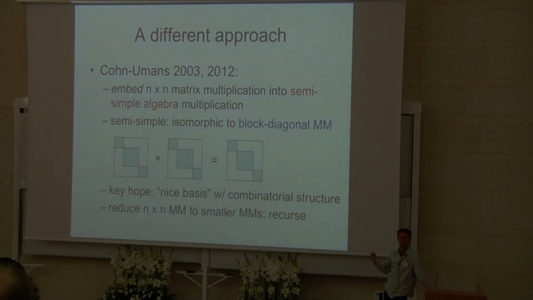By the way, when I say embed, if you'd like to think of that as just a reduction, that's also fine. One quick comment before we leave this slide is that if the algebra is commutative, then this is just diagonal matrix multiplication. All the blocks are of size 1 by 1. So the number of multiplications is just the rank of the algebra.